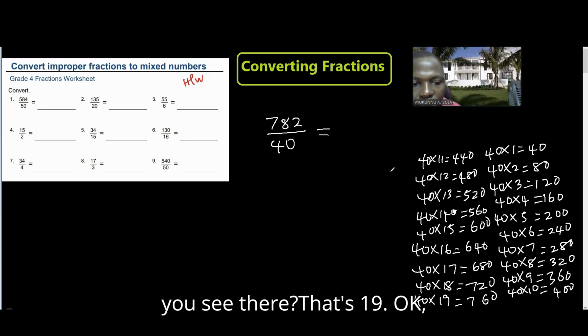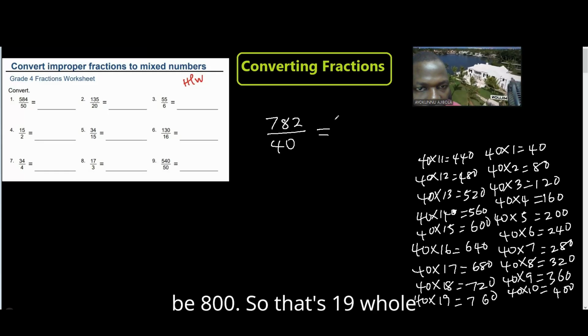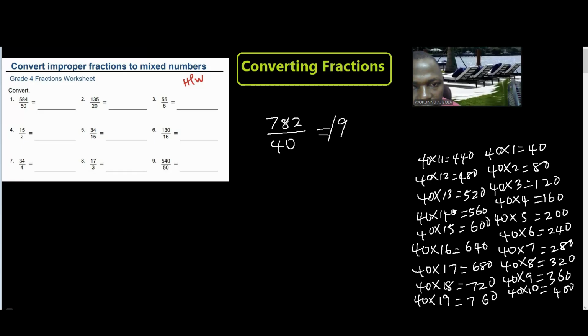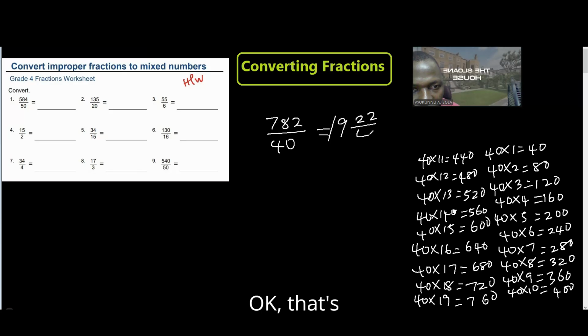So how many can you see there? That's 19, okay? Because if you add another 40, that will be 800. So that's 19 whole numbers. Now remove 760 from 782. You get 22 remaining, okay?